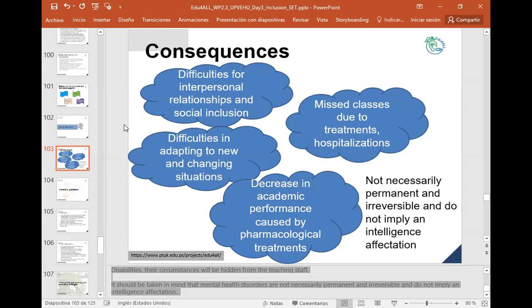It is necessary to have in mind that if students with a mental health disorder do not come on their own initiative to inform about their situation or condition to the Service for People with Disabilities, their circumstances will be hidden from the teaching staff. It should be taken in mind that mental health disorders are not necessarily permanent and irreversible and do not imply an intelligence affectation.